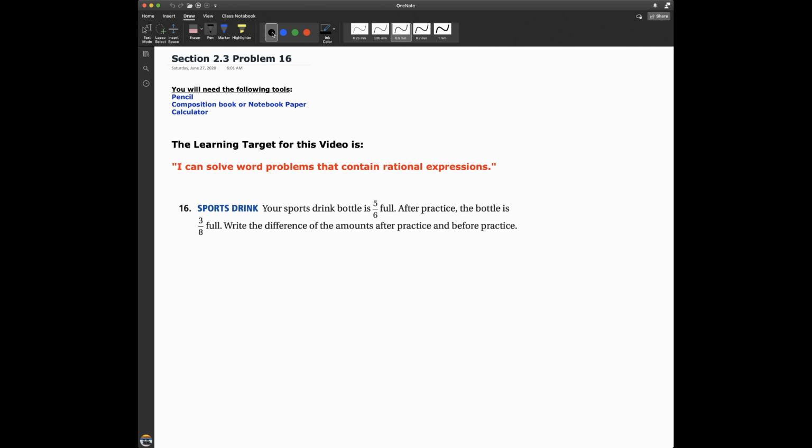Odom, and today we are going to take a look at problem number 16 out of section 2.3. You'll need your pencil, composition book or notebook paper, and a calculator, maybe. I don't think you'll need it, but you might. The learning target for this video is I can solve word problems that contain rational expressions. So let's go ahead and read this problem and highlight parts that are important.